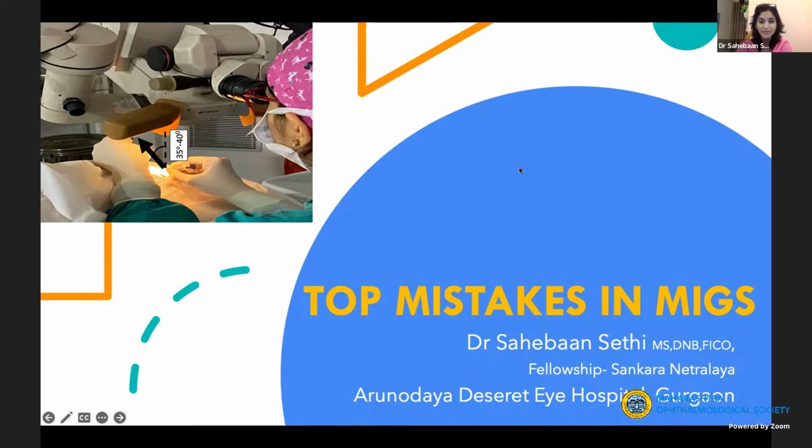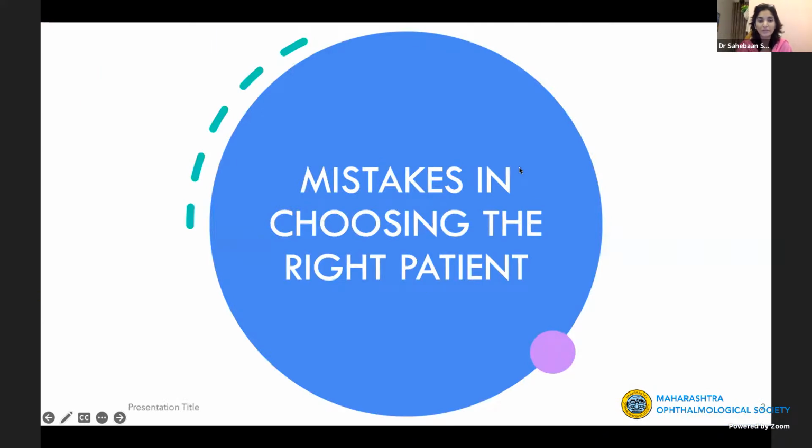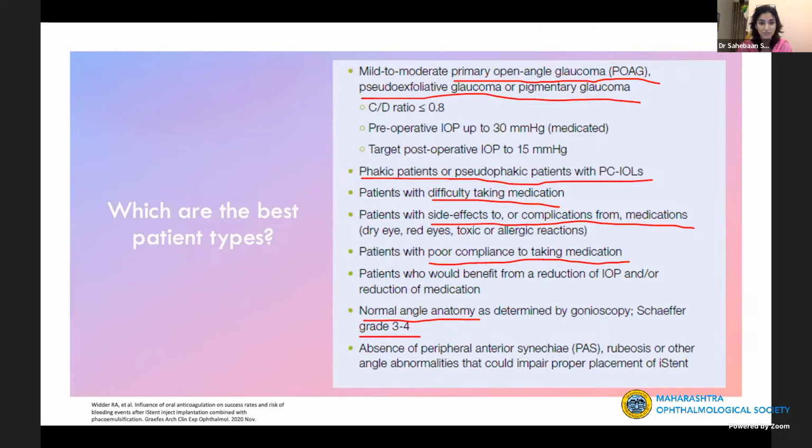According to me, the biggest mistake that we make is in choosing the right patient for MIGS. Very often, the reason quoted for the ineffectiveness of MIGS is that the right patient was not chosen for the procedure. We know that the best patients for MIGS procedures are those suffering from mild to moderate open angle glaucomas. They can be pseudo-exfoliative or pigmentary glaucomas as well.